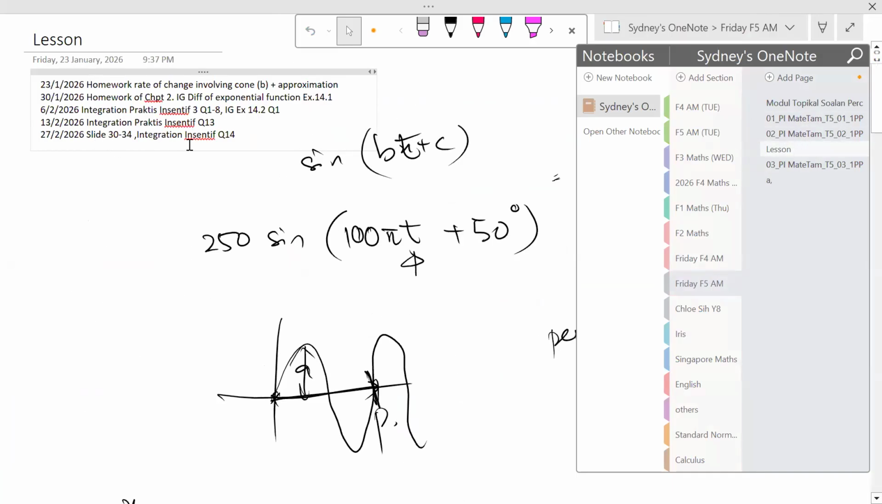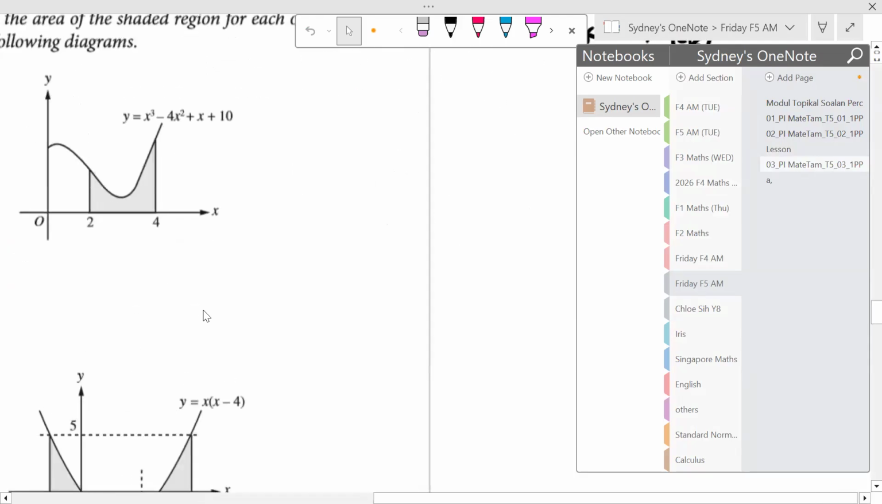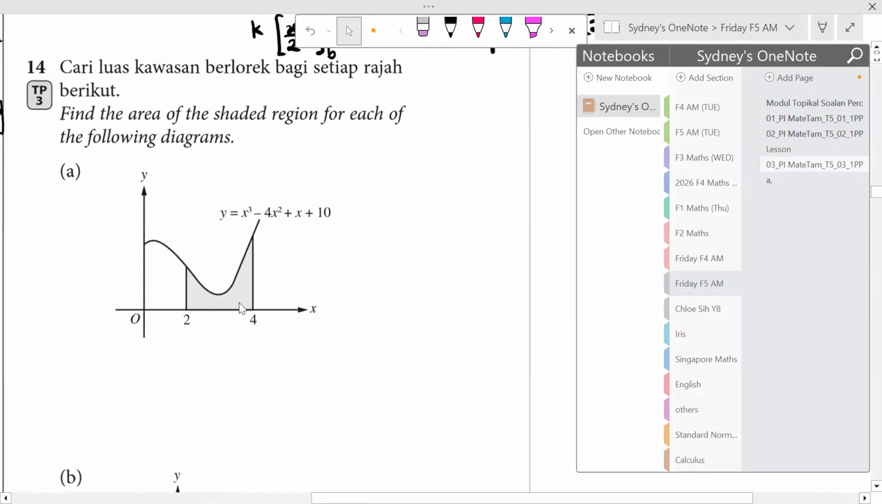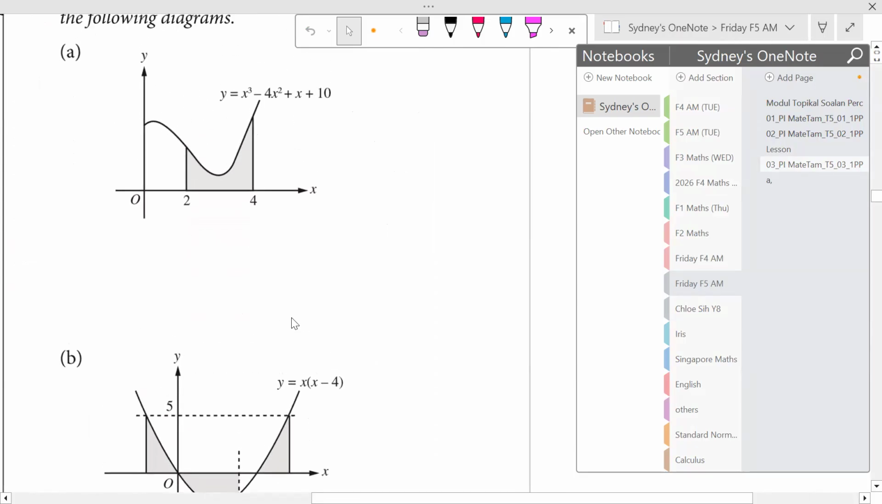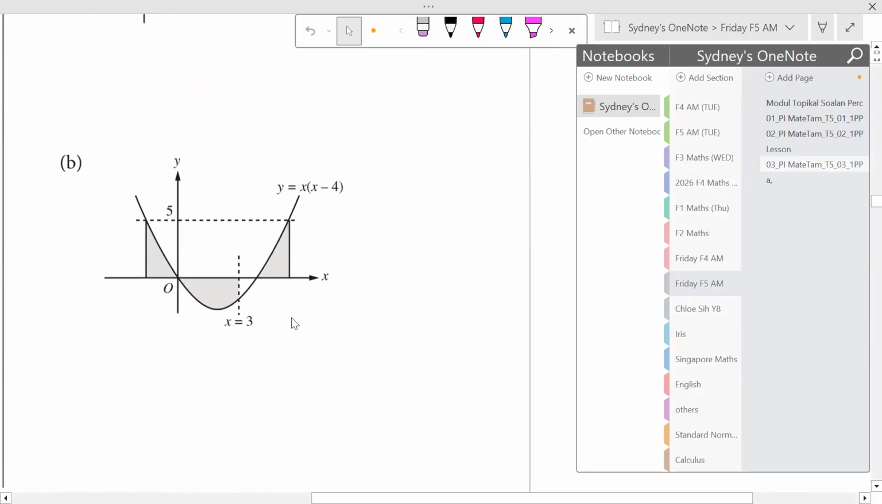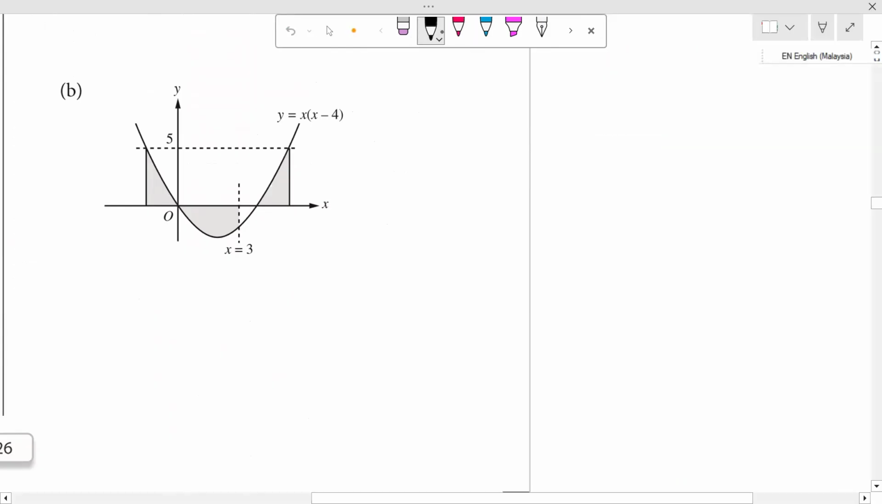Okay, our integration done, yeah? Did you try the question? Question 14. Did you find the area of the shaded region for each of the shapes here? Did you try? Any question? Maybe I want to cover this one. Do you see that you have the area below the x-axis? You have to separate this. You cannot just do integration even though the graph is connected, right?